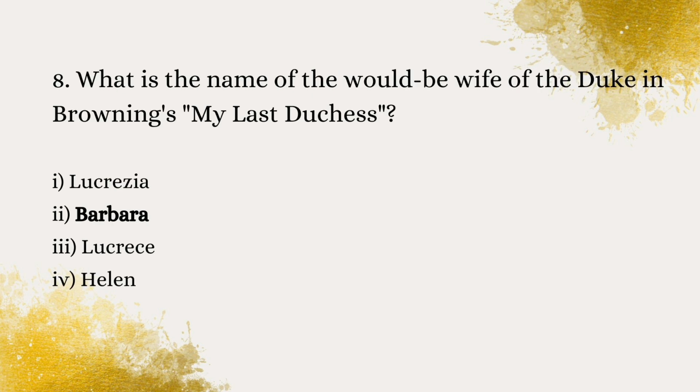Question number 8. What is the name of the would-be wife of the Duke in Browning's My Last Duchess? The options are Lucrezia, Barbara, Lucrece, Helen. The right option is Barbara. So the Duke is going to marry Barbara, the niece of the Count of Tyrol, and Lucrezia is actually the name of his last Duchess.